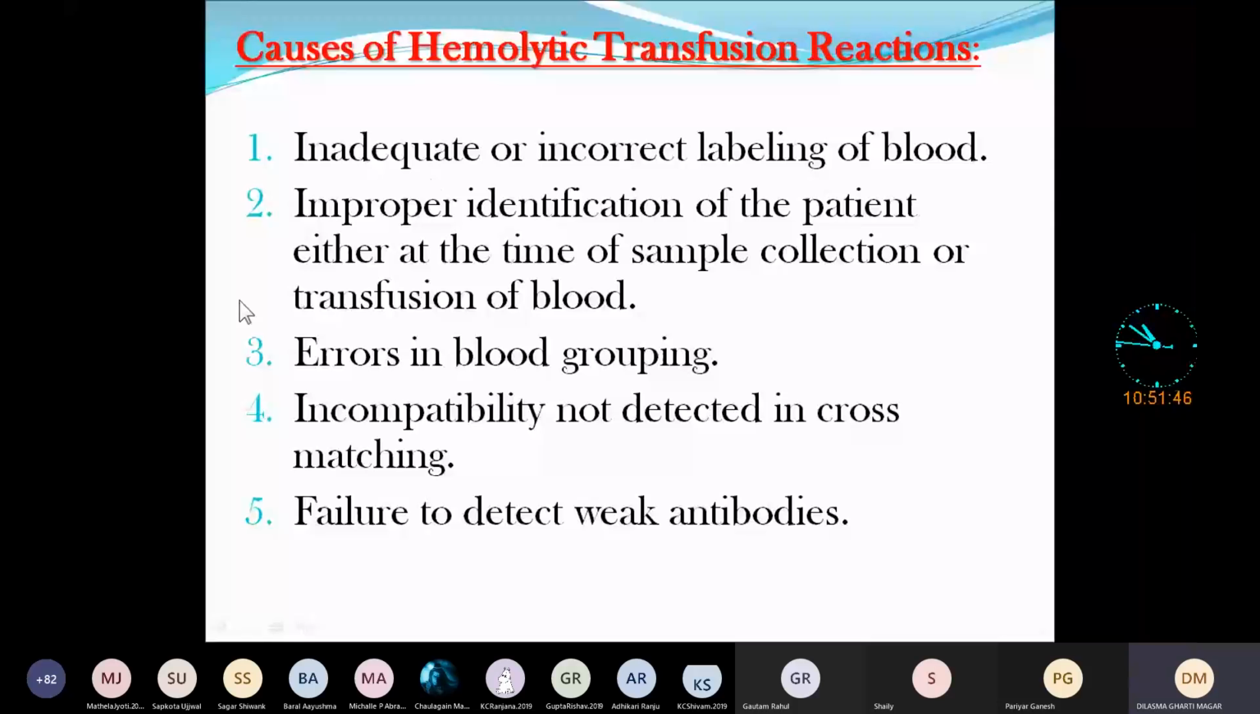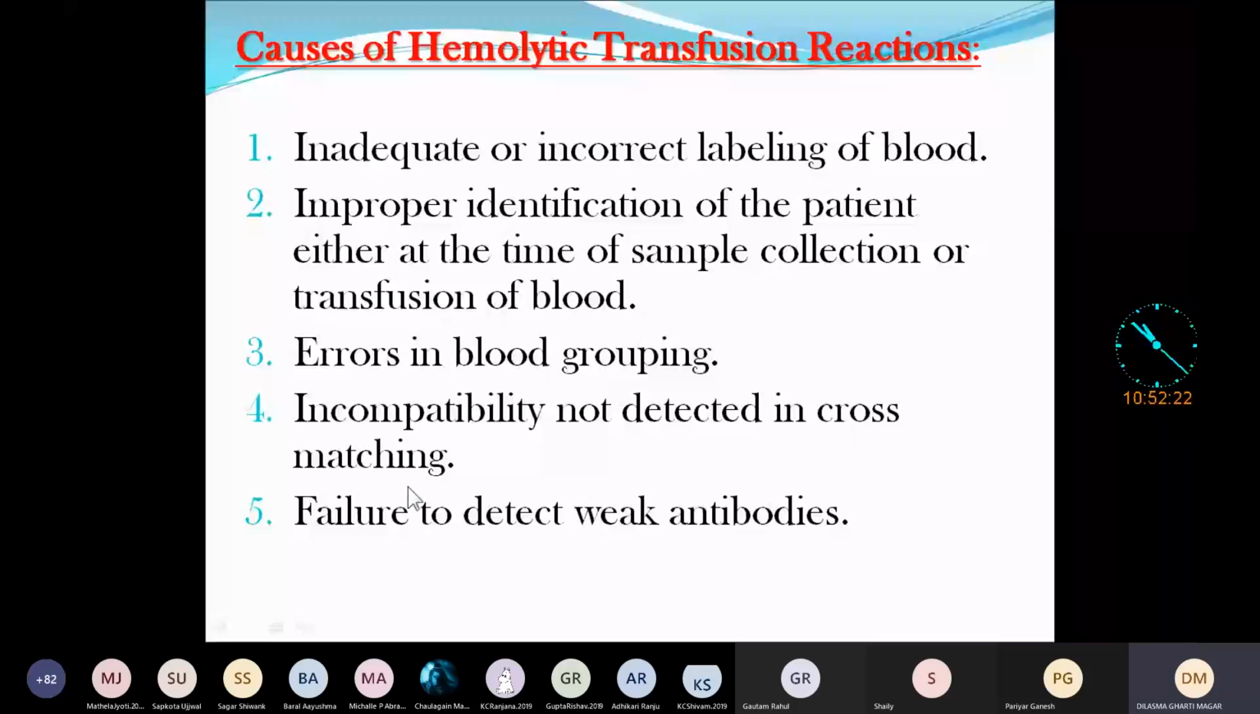So here sometimes there can be improper identification of the patient either at the time of sample collection or at the time of transfusion of the blood. So this example I gave you. And then errors in blood grouping. There will be hundreds and hundreds of blood units, and so much precaution we have to take, that if A blood group is written as B blood group, then there can be error, isn't it? So all these things will lead to the hemolytic transfusion reaction.